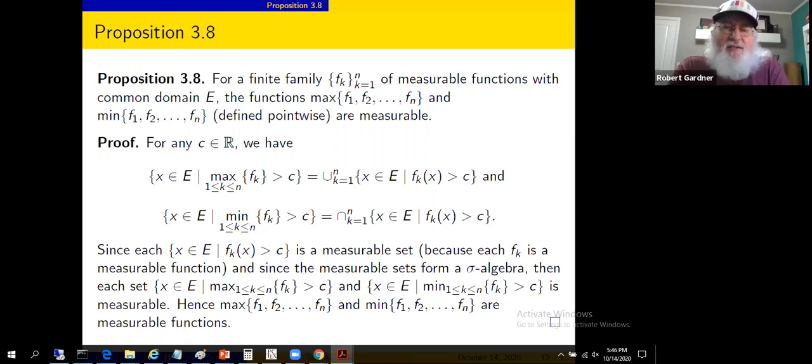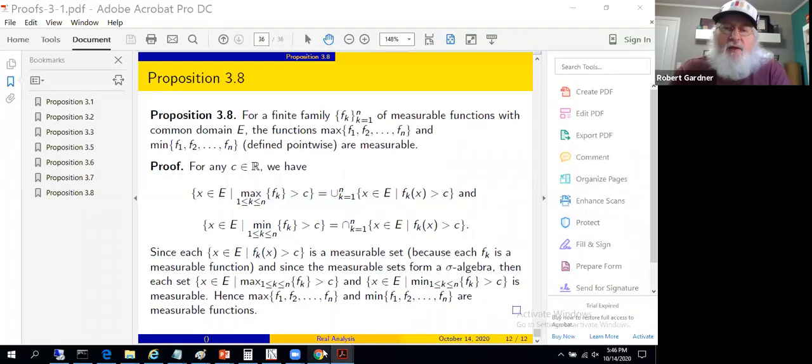Max and min, that doesn't sound very analysis-ish. I wonder if this would work for sups and infs. Back to the notes for some final observations.